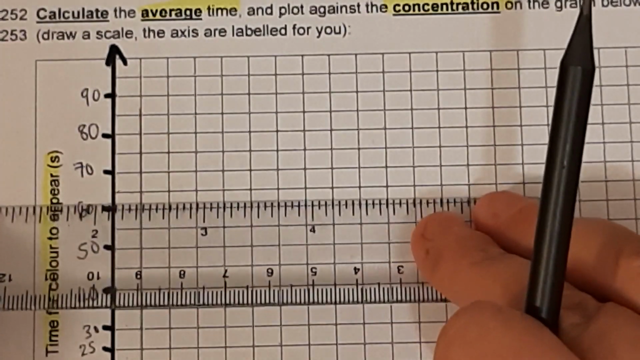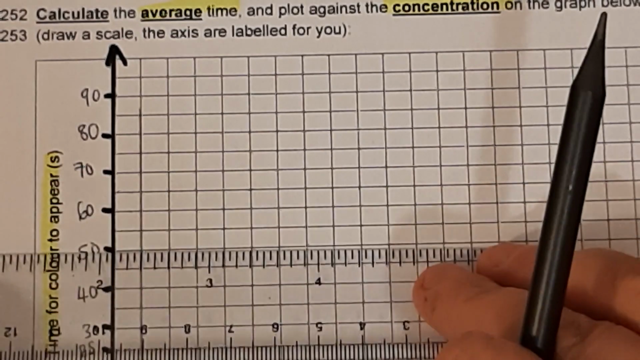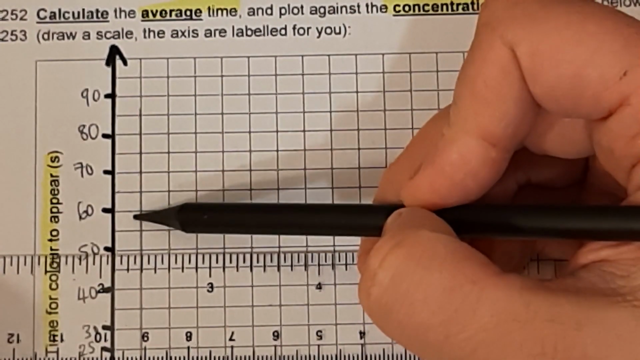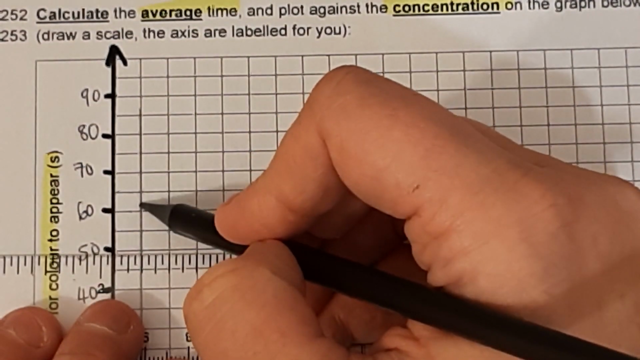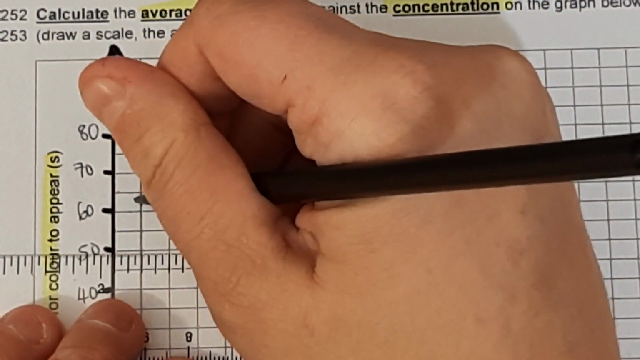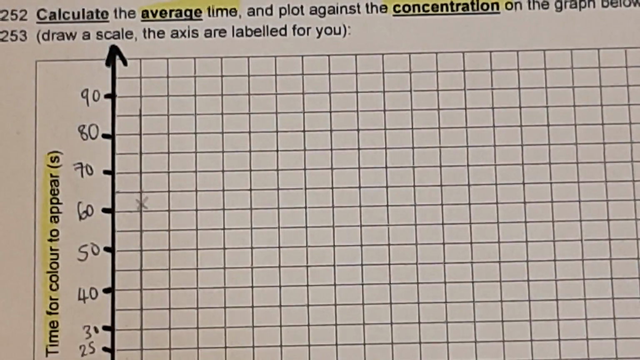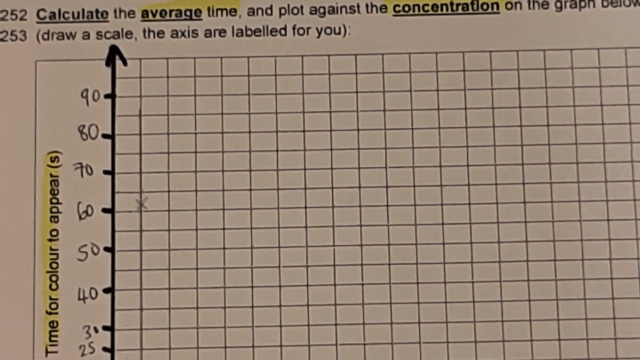Now, this is going to be 65. So 62.2 is going to be around about halfway between these two values. So making sure that I'm following the line that I've drawn here, I'm going to put it just here as my point. Now, you can hardly see that probably.